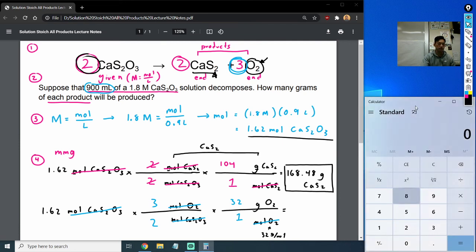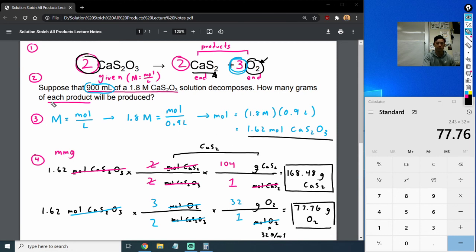So multiply the tops, divide the bottom. So we have 1.62, and then this first fraction, we need to multiply the top, so multiply it by 3. And then we divide by the bottom, which is 2, so we divide by 2. And then we multiply by the top, which is 32. And then we can skip the 1 because it'll be the same number. So our final answer here will be 77.76 grams of O2. And there we go. We have our final answer.